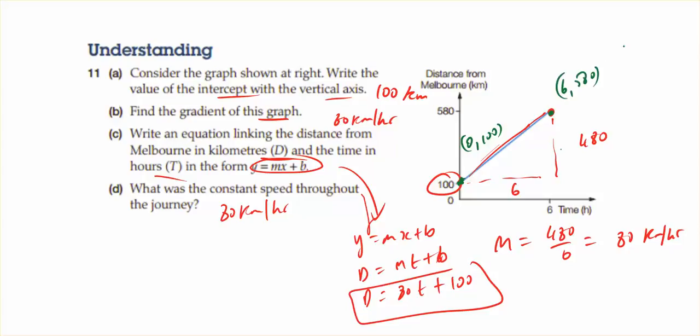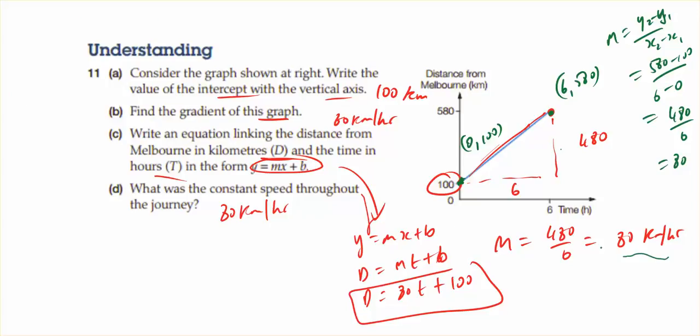Then you use the formula y2 minus y1 on x2 minus x1. So y2 is 580 minus 100, y1 is 100, and then x2 is 6 minus 0, x1. So you essentially get the same answer, slightly longer way, but you still get the same answer of 80. So that's an alternative way of calculating gradient, and you need to be able to interpret what the gradient actually means. So in this case, it's a rate, it's speed, it's kilometers traveled per hour.